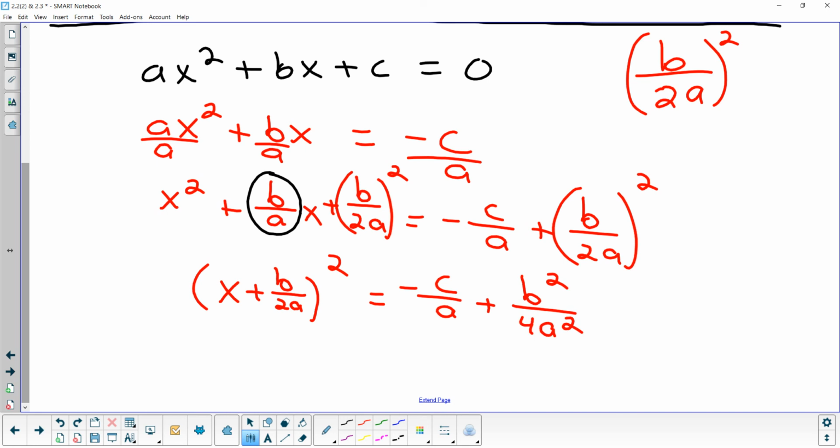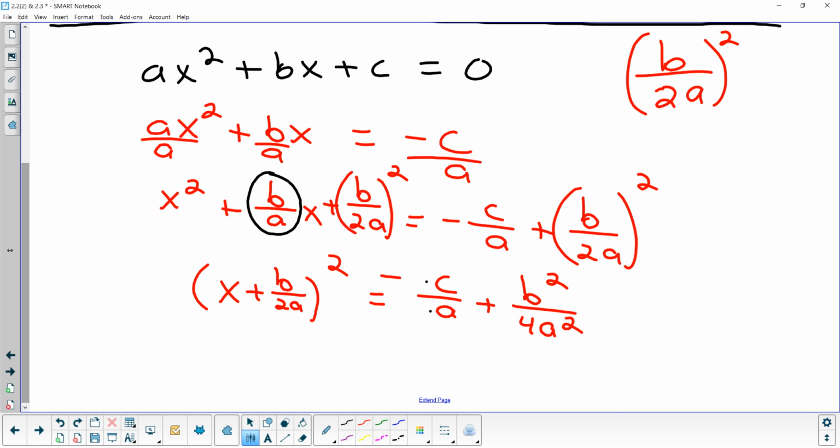Now, these two fractions can be added together just like any other fractions. But in order to add fractions together, what do you have to make sure you have? Same denominator. So what could I multiply the bottom by to make it the same as this other one? Yep, 4a squared.